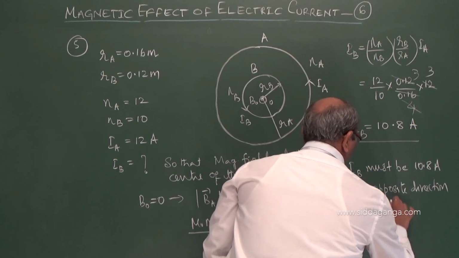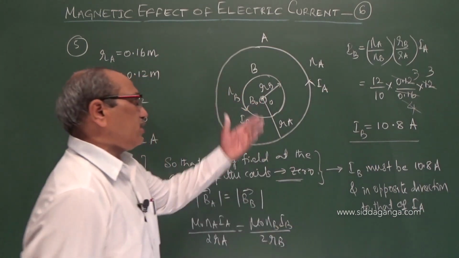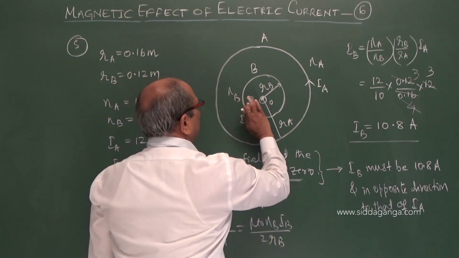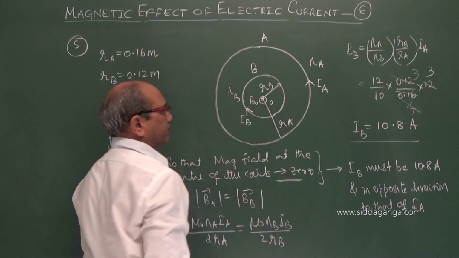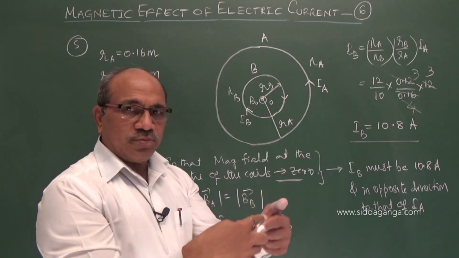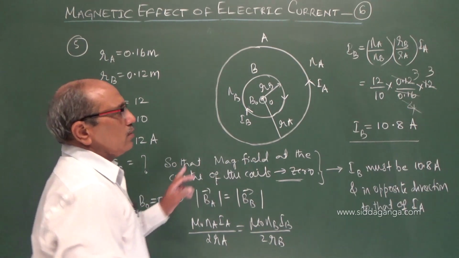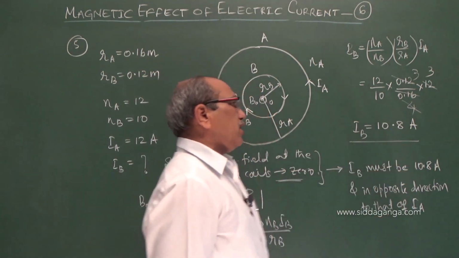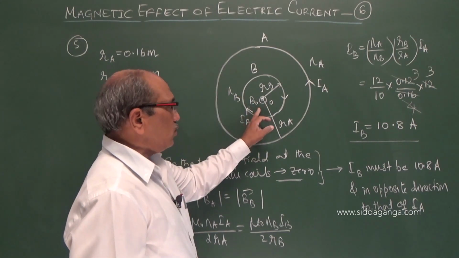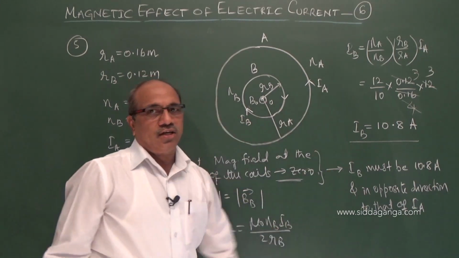We do not know in what direction it is. We have taken it as anti-clockwise, so I can make it clockwise internally, so that the two fields are equal and opposite, and then the field at the center becomes 0. So the value we got, 10.8 ampere, is the magnitude to get the net field at the center 0, and the current in the inner coil must be opposite to the current in the outer coil.